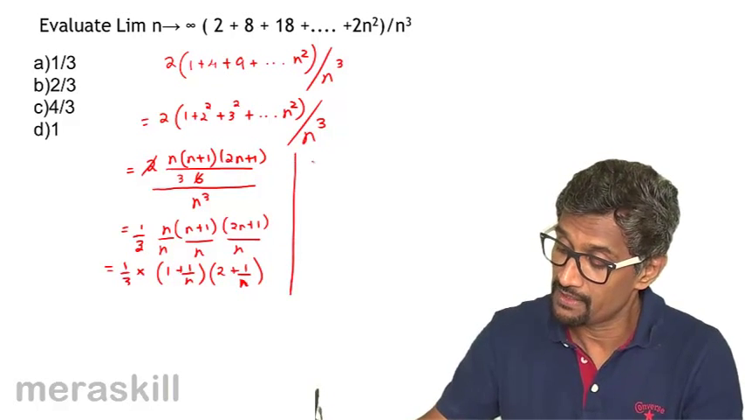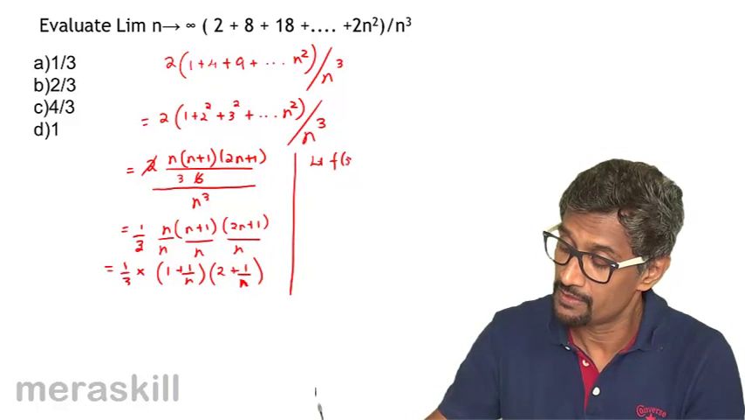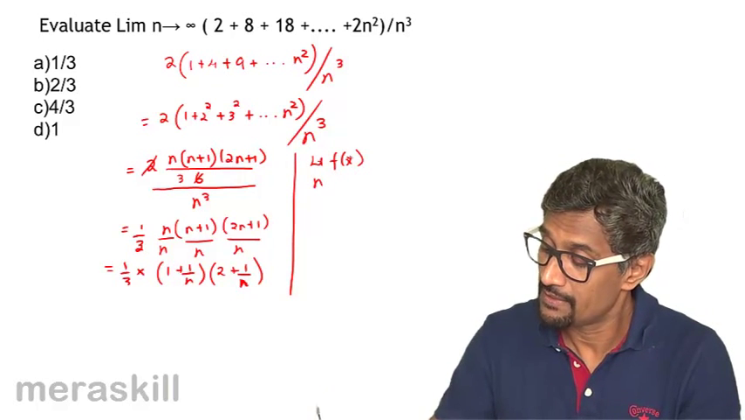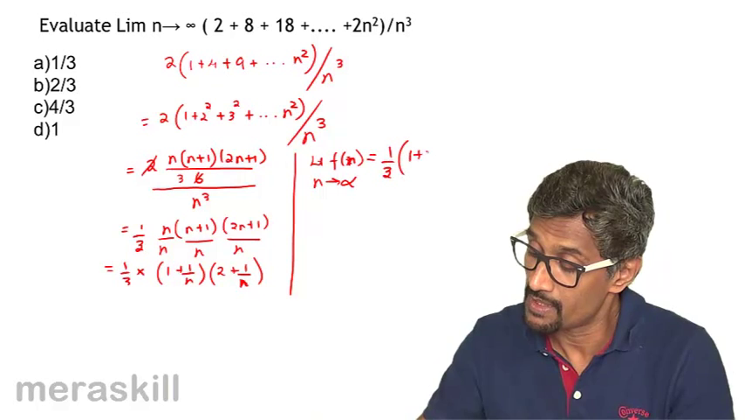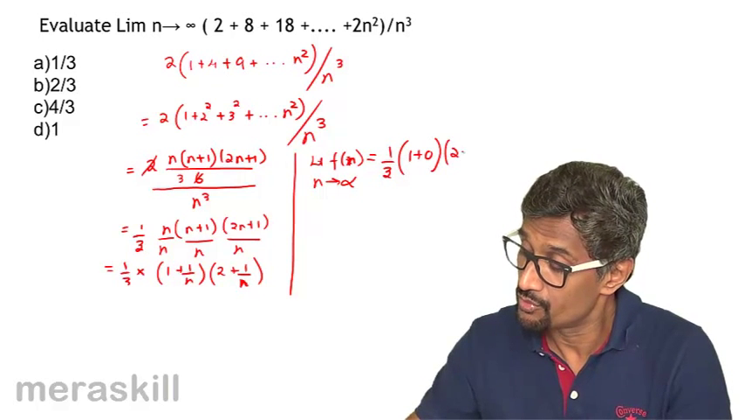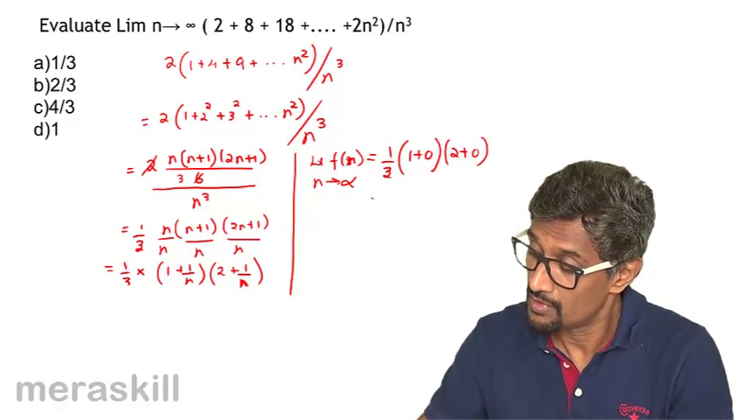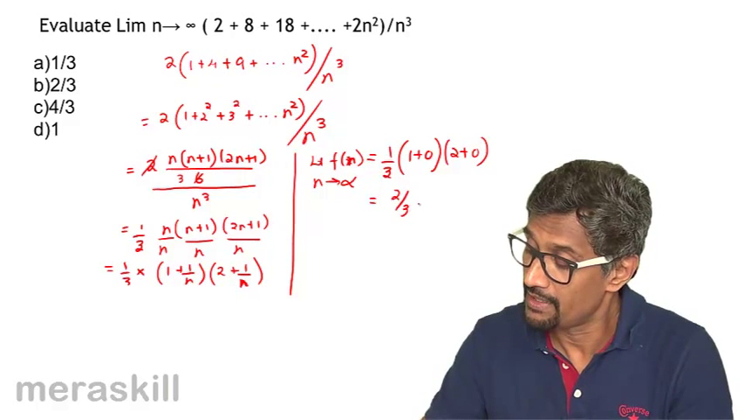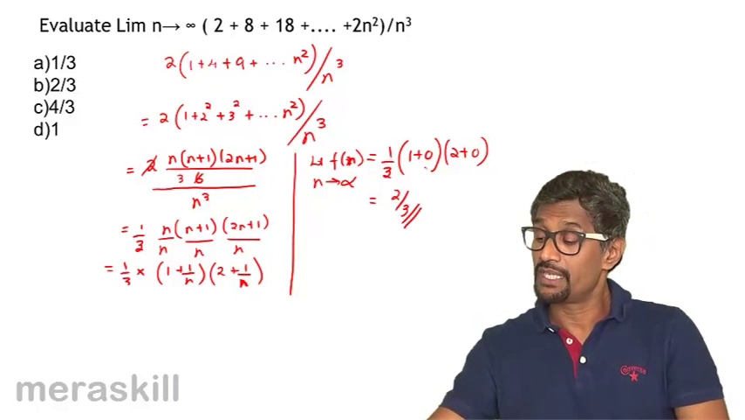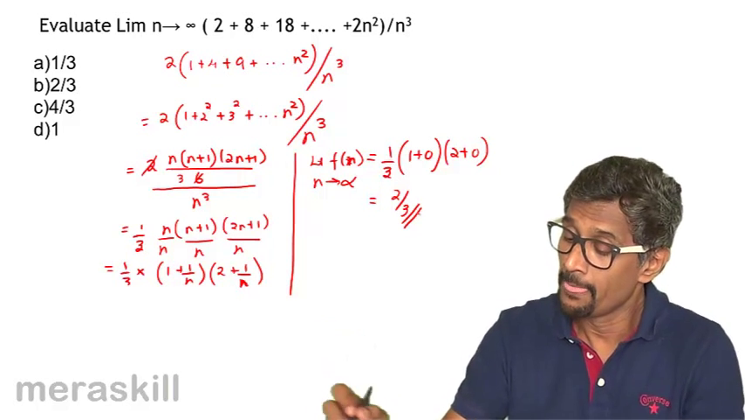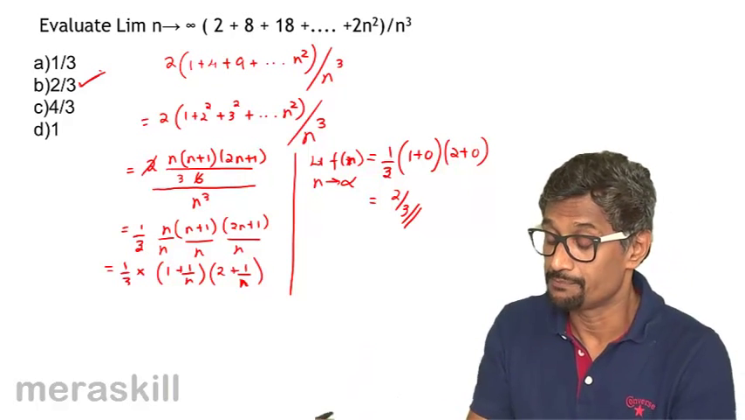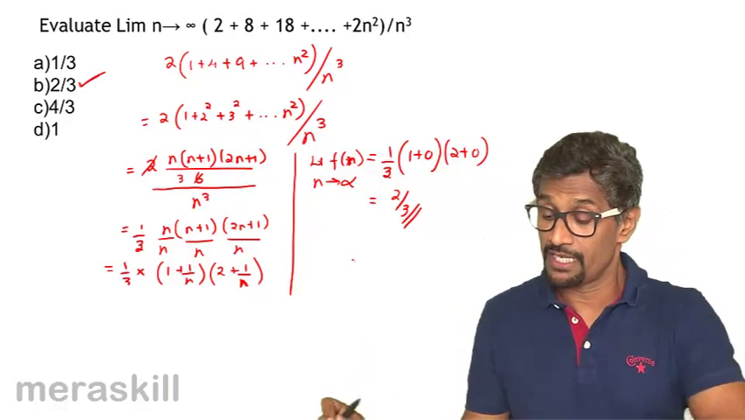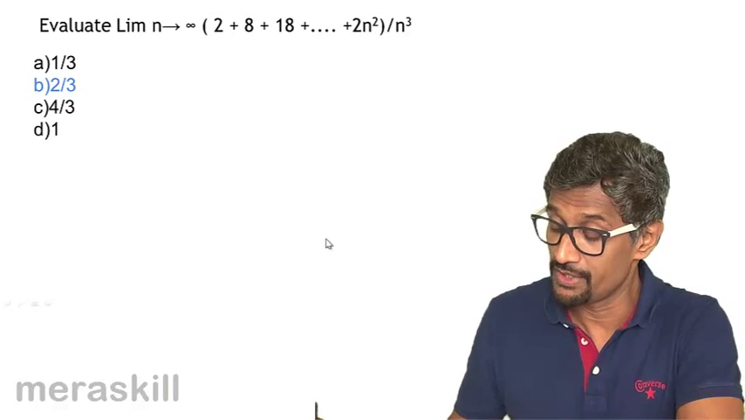Now you need to find the limit of this particular function in n as n tends to infinity. This will turn out to be 1 by 3 into 1 plus 0 into 2 plus 0, which is 1 by 3 into 1 into 2, which is 2 by 3. So this particular limit's value is 2 by 3. And let's check whether we are getting it. Yes, we do have it that way.